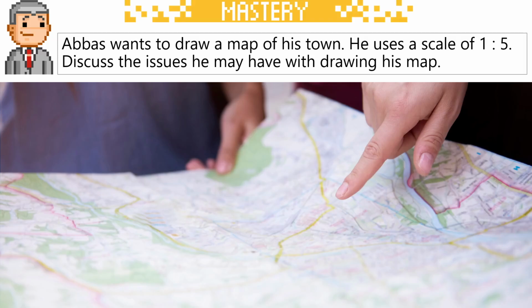Abbas wants to draw a map of his town. He uses a scale of 1 to 5. Discuss the issues he may have with drawing his map.